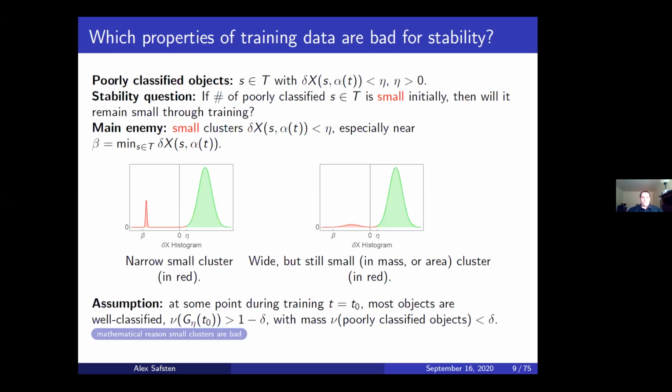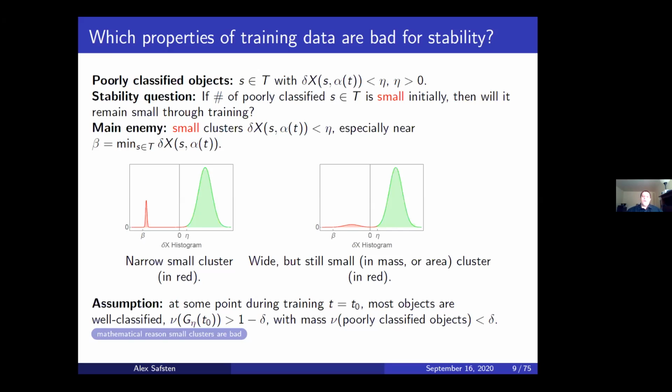So in these pictures, we have on the left a narrow small cluster of red misclassified objects near beta. And then on the right, we have a wide small cluster. So it's wide in its extent, but it is small in the area beneath the red portion of the curve.